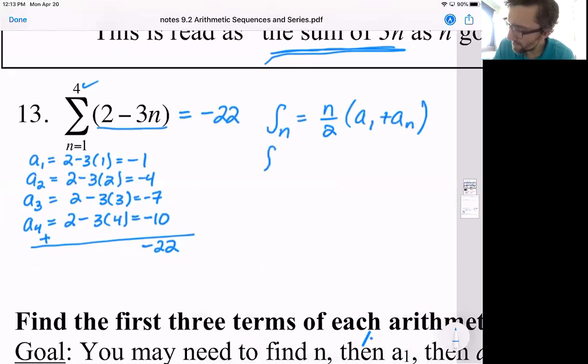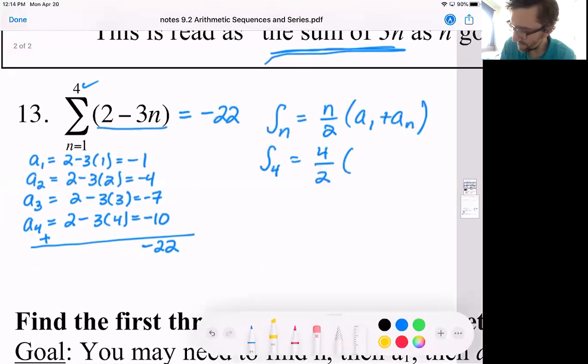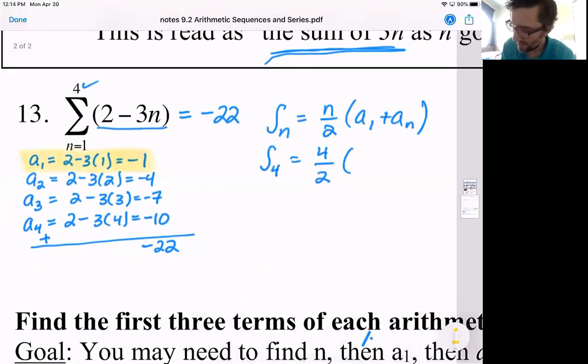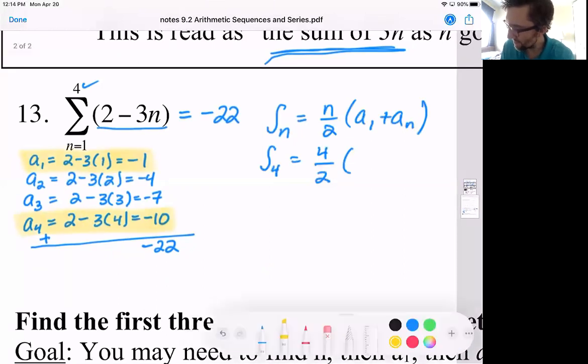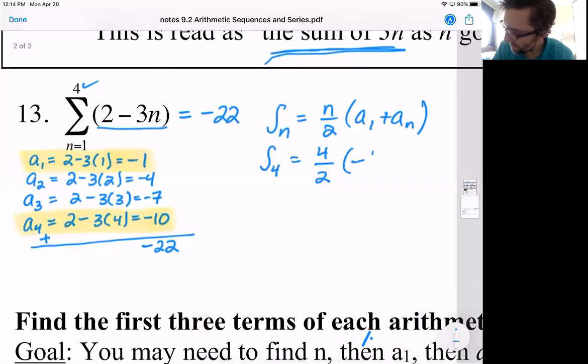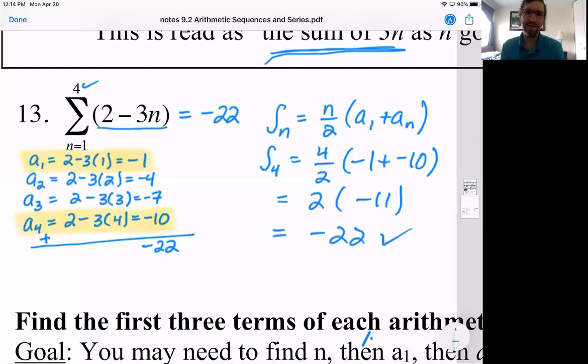So the sum of these four terms would be, well, we have four terms over 2. The first term we had was negative 1, and the last term that we had was negative 10. So we'd have negative 1 plus negative 10. So that would be 2 times negative 11, and that would be negative 22. And that's what we got by adding the others.